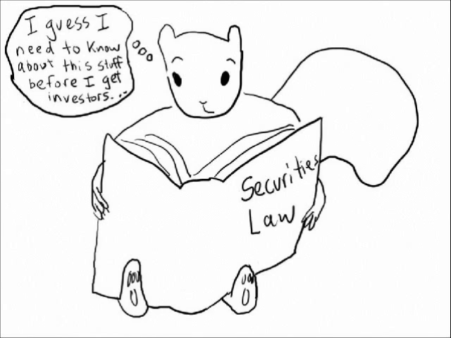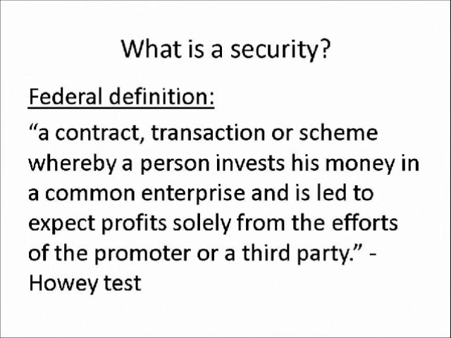Under federal law, it's any time you have some kind of scheme where somebody invests money in a common enterprise, which is basically any kind of business or venture, and is led to expect profits from that enterprise, and not from their own efforts but from somebody else's efforts. So they don't really have control over how the money gets made. It's really any time anyone puts money into something expecting a financial return.